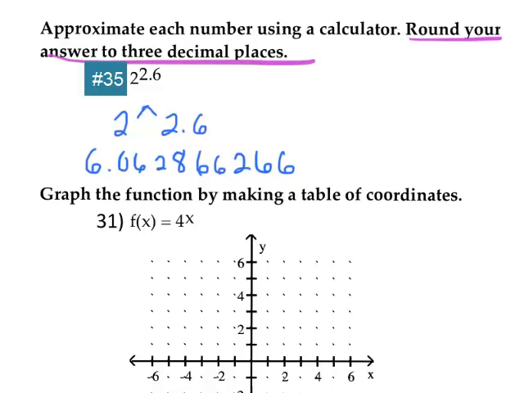So what we do is write all of this, and we look at the next number and decide, should we round up or should we round down? Since it's an 8, we round up. So this is going to be 6.063.